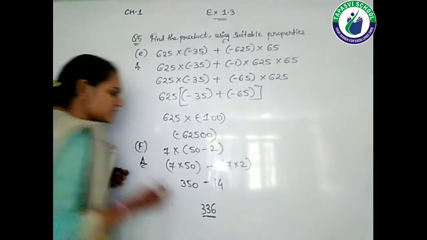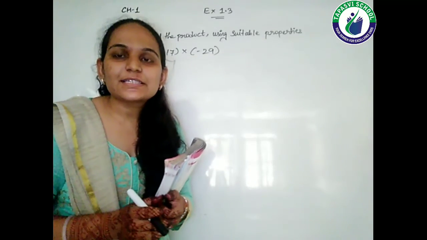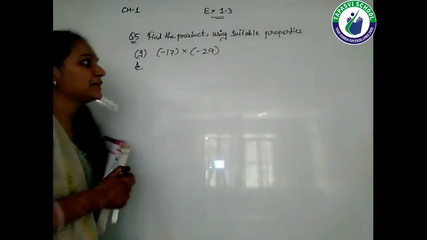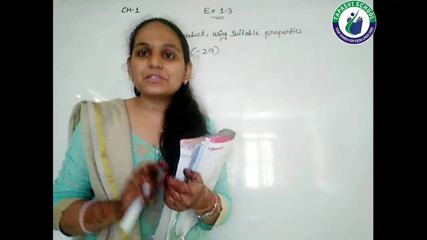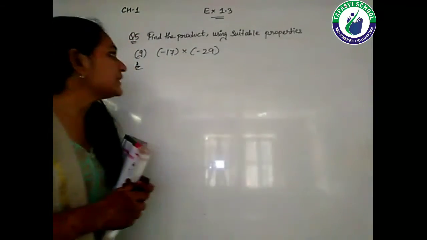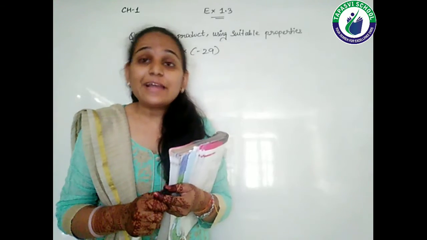So the answer, students, is 336. Okay students, now let's see the next question, that is minus 17 into minus 29. Directly don't multiply them. We have to do the multiplication with the proper properties only, students. So which property can we apply? We can apply the distributive property here, but how can we apply it?